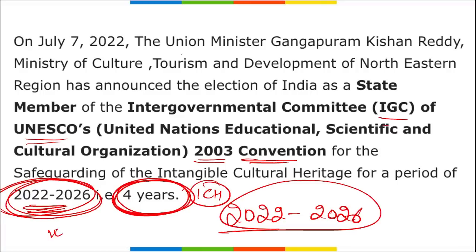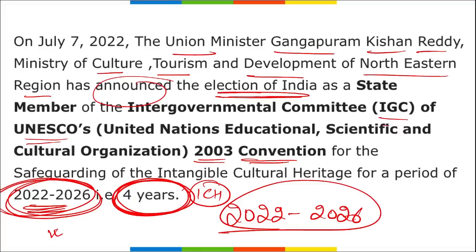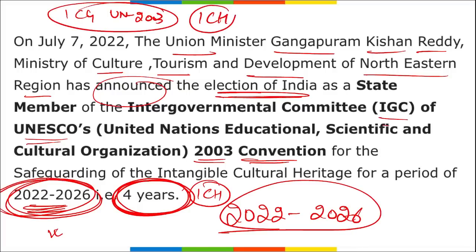All right. Then Union Minister Gangapuram Krishna Reddy, who is the Minister for Culture, Tourism and Development of Northeastern Region, has announced the election of India. All right, who announced it? It was announced by him. So coming back, India was elected to the IGC of UNESCO's 2003 Convention for safeguarding the intangible cultural heritage. And for a period of 4 years, from 2022 to 2026, India has been appointed to this position.